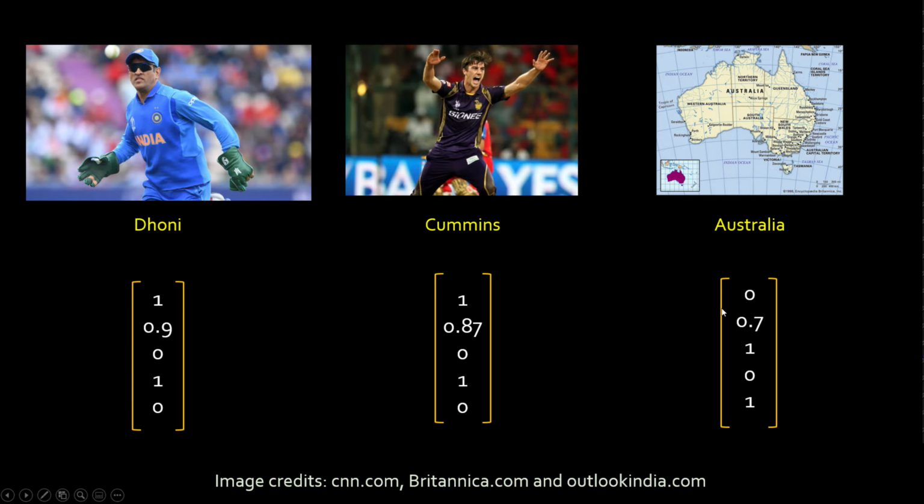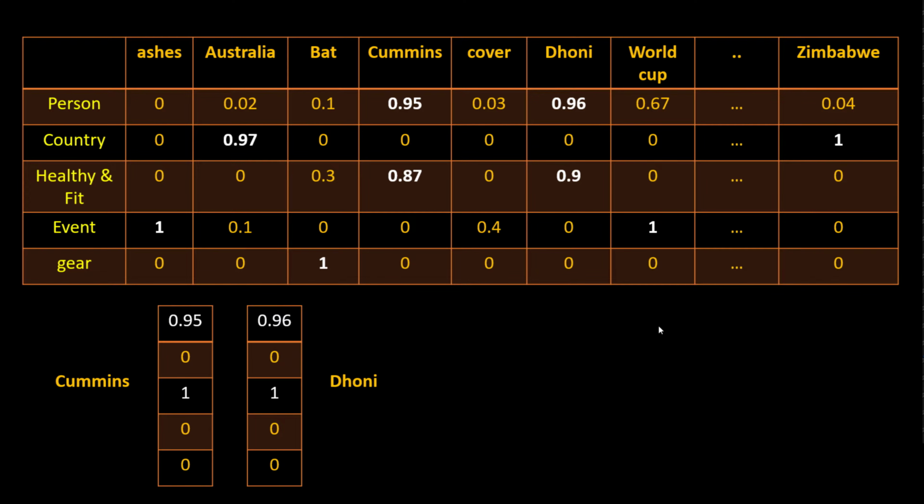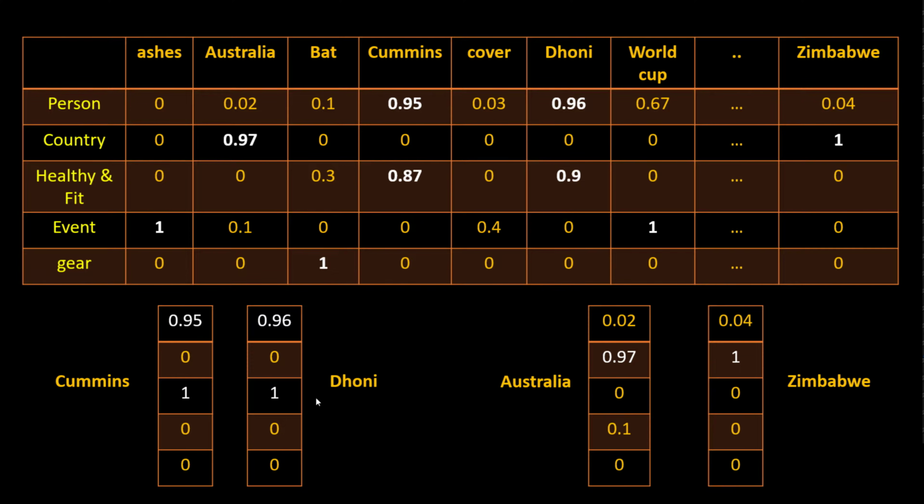Whereas the vector for Australia, which is a country, looks quite different. And you can have a number of features that you can use for word embeddings, so that when you're comparing Cummins and Dhoni, who are cricket players, their vectors look the same. And when you're comparing the teams, Australia and Zimbabwe, their vectors also look the same.